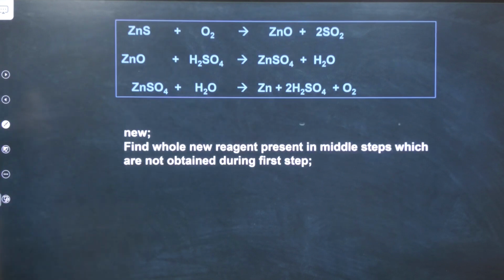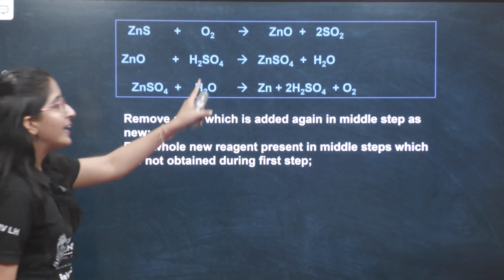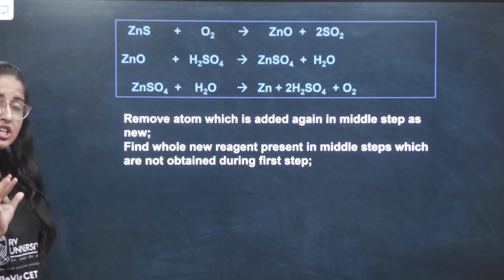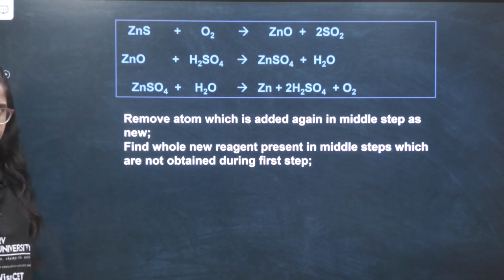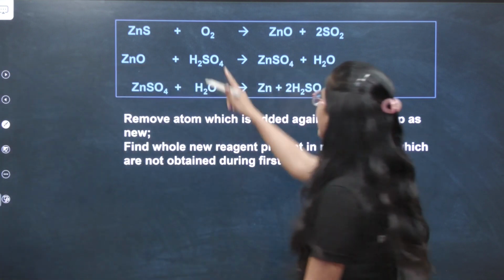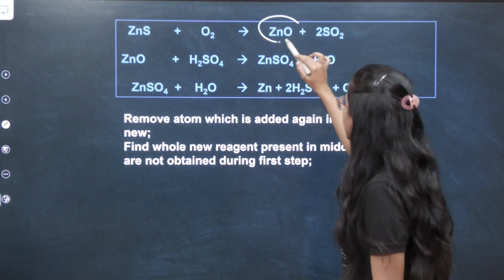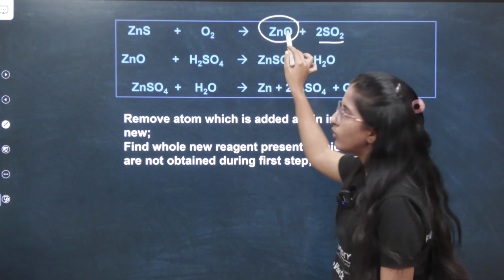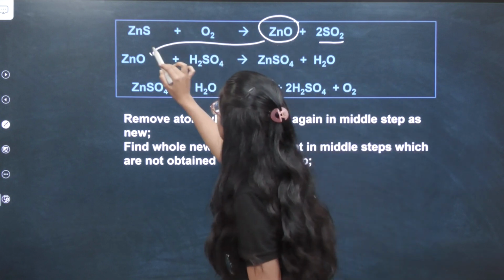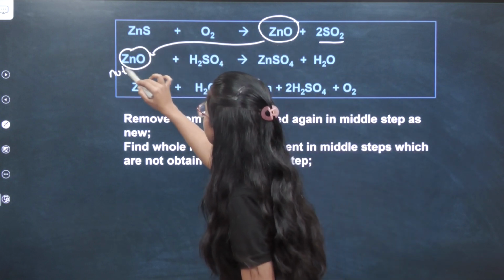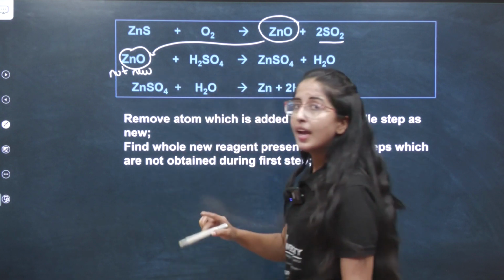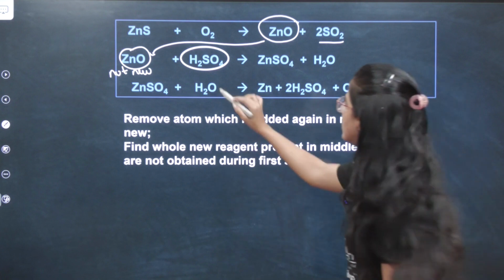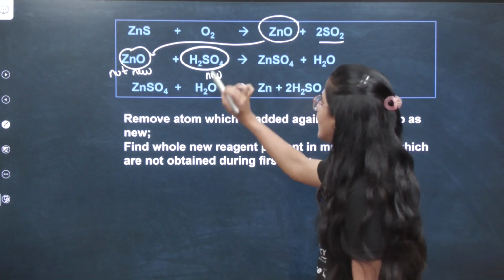In the second step, what you will do is remove the atoms which are added again in the middle step. So see, in the middle step, which is the new reactant added? The first step occurred, ZnO formed and SO2 is formed. And the formed ZnO is used, so this is not new because it is already formed. And newly we are adding this H2SO4. This one is new. Correct?